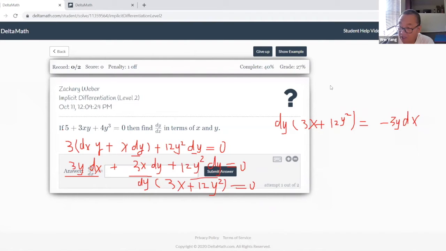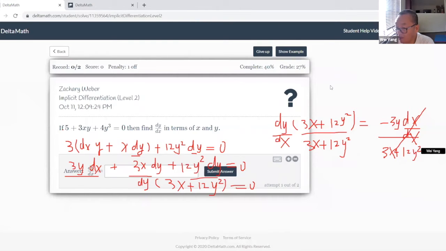Now both sides divided by dx. So on the right side, dx divided by dx, gone. So now we try to find dy over dx. So now both sides divided by 3x plus 12y squared. Okay, both sides divided by this, 3x plus 12y squared. Then you can see the left side, this one gone. The right side, what do we get? That's negative 3y divided by 3x plus 12y squared.